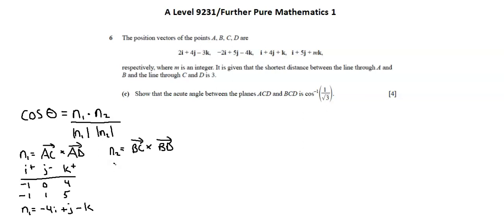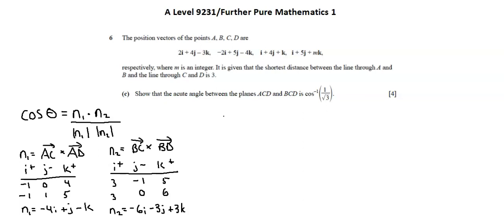For normal 2, setting up the table, I, j, k, plus, minus, plus. Here, c minus b for I, j, and k: 3, -1, and 5, and then d minus b: 3, 0, 6. When I work through the calculation of the minor determinants, I have normal 2 equals -6i minus 3j plus 3k.